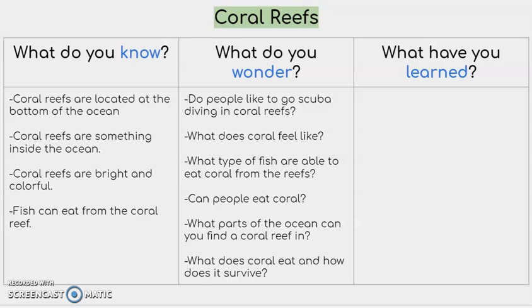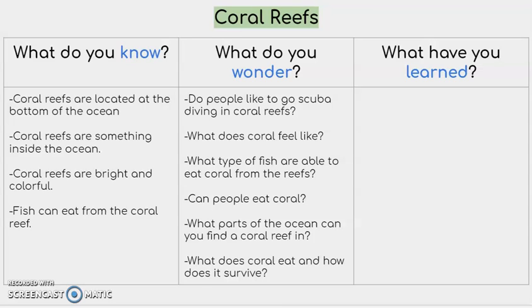Do people like to go scuba diving in coral reefs? What does coral feel like? What type of fish are able to eat coral from the reefs? Can people eat coral? What parts of the ocean can you find a coral reef in? What does coral eat and how does it survive? So these are just some questions that some second graders had about coral reefs.